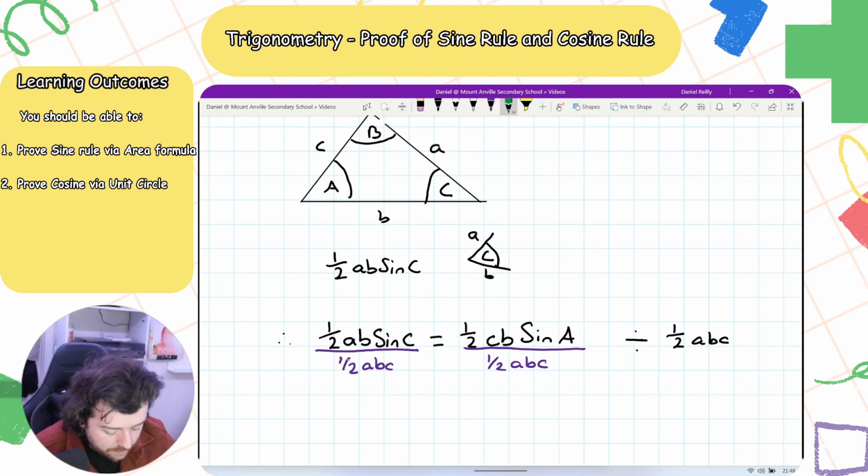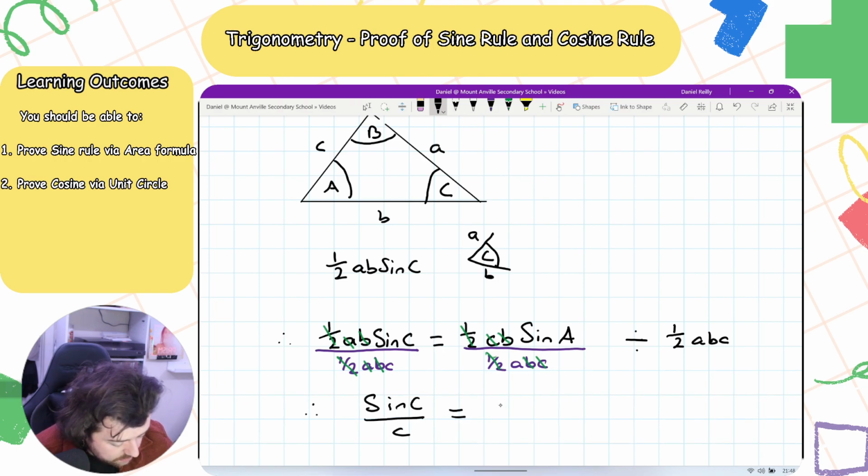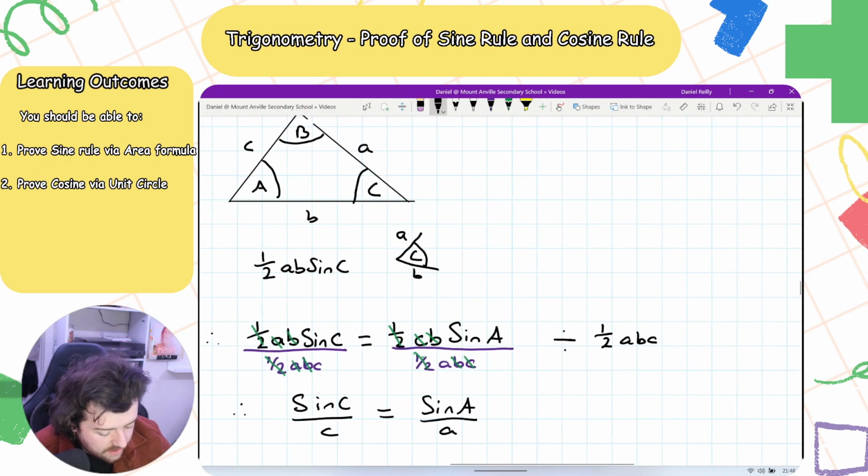So cancel out common terms. This half cancels here, this A cancels here, and this B cancels out here. Half cancels out here, B cancels out here, and the C cancels out here. So therefore, I'm left with sine C all over C equals sine A all over A.